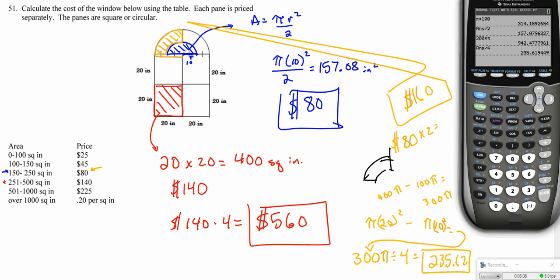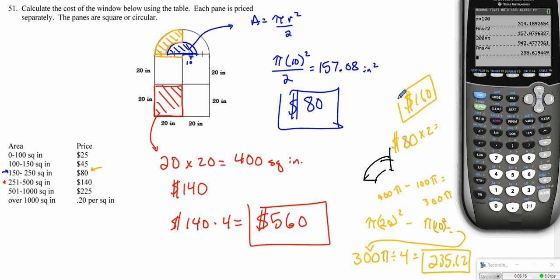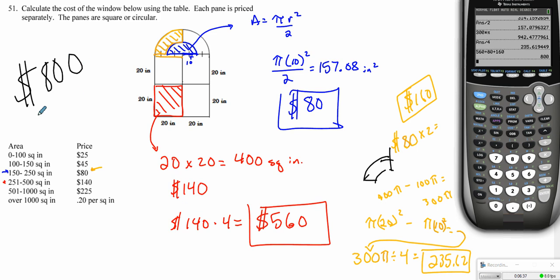That was weird. All right, now to get my final answer, I'm going to do the 560 plus the 80 plus the 160, which is $800. So the final cost here is $800. And that is problem number 51. Hopefully that was helpful and you learned something.